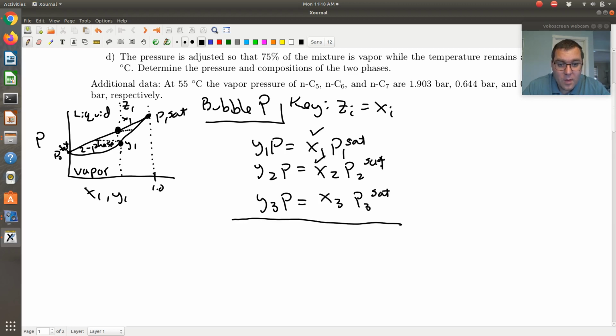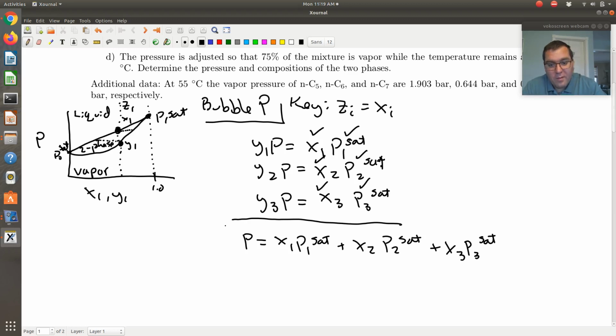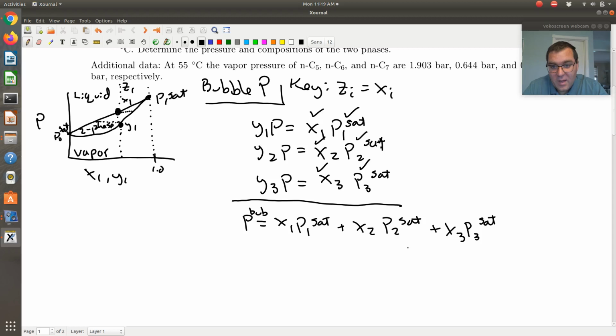So looking at my 3 isofugacity equations, key with the bubble P calculation is we know x, because x is just equal to z, which is 0.3333 in this case. We're given our pure component saturation pressures. What I want to solve for is P. So for the bubble P calculation, I add my 3 equations together, and I get P is equal to x1 P1 sat plus x2 P2 sat plus x3 P3 sat. So my bubble point pressure is just a molar average of my pure component saturation pressures. And again, I replace x with z. So there's my bubble P calculation.